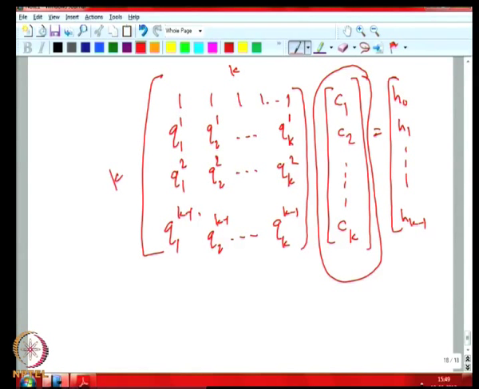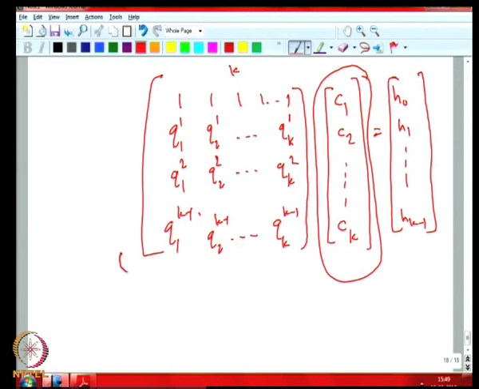So can we find values for C1, C2, ..., Ck such that for any value of H0, H1, ..., Hk minus 1, the initial conditions are met? We know from linear algebra that this is possible when this determinant is non-zero. We do not get into the details of this.